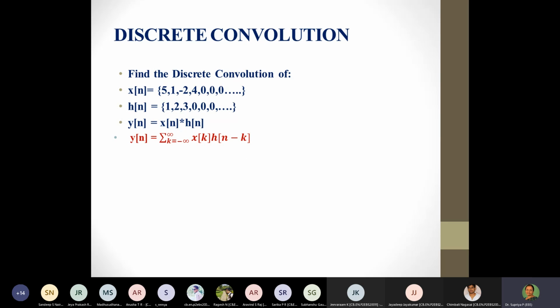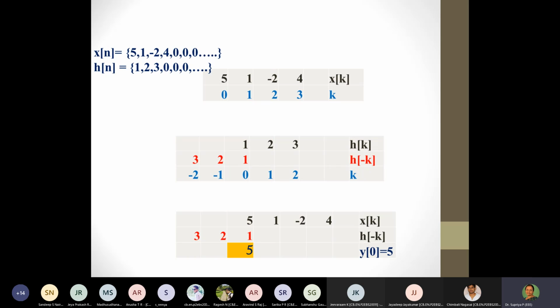This expression will also be extended to the 2D case. So what happens when we have an example like 5, 1, minus 2, 4, and 1, 2, and 3? When we have a value like this, we have that k is equal to 5, 1.